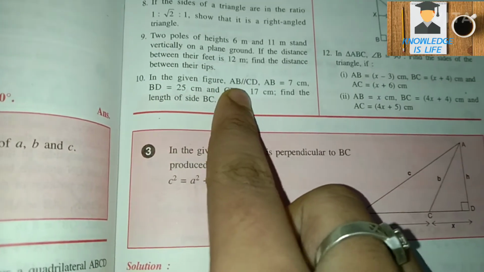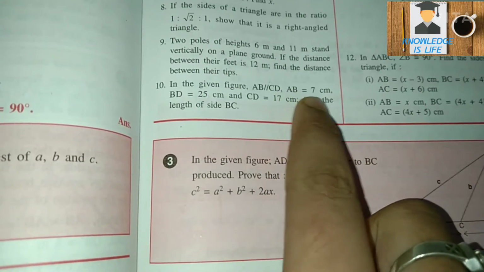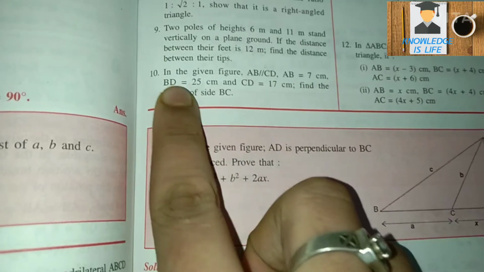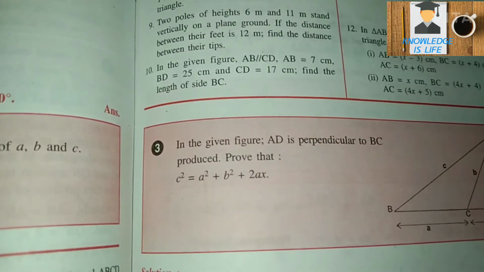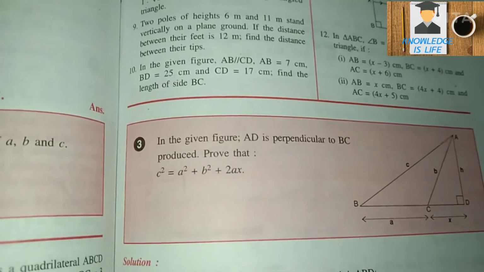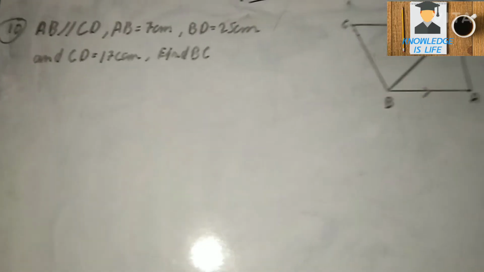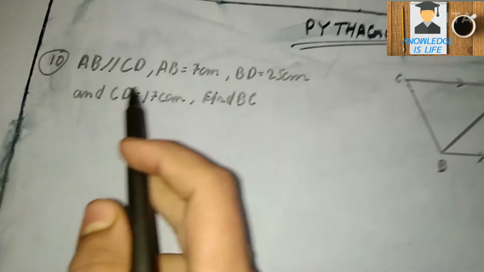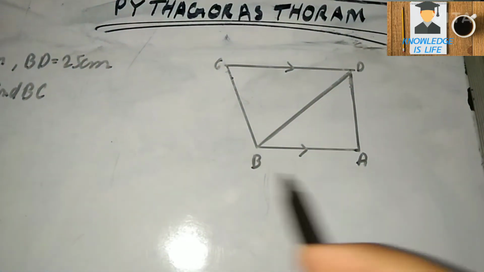Our next question is: in the given figure, AB is perpendicular to CD, AB is 7 centimeters, BD equals 25 centimeters and CD equals 17 centimeters. Find the length of the side BC. Let us find it on our board. Friends, this is our diagram. According to the question, AB is parallel to CD. So this is our line CD and this is our line AB. These are parallel.